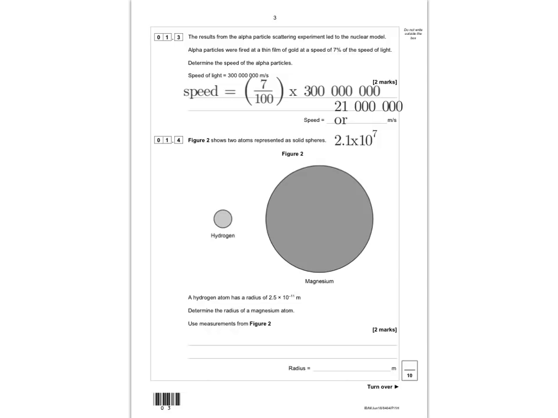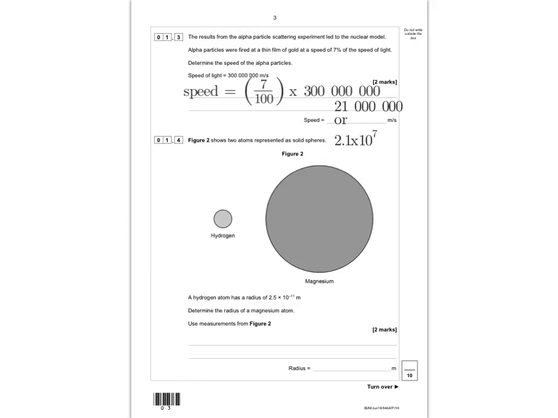So for the next part of the question, it says figure 2 shows 2 atoms represented as solid spheres. You've got magnesium here and hydrogen. It says the hydrogen atom has a radius of 2.5 times 10 to the negative 11 meters. Determine the radius of the magnesium atom. Use measurements from figure 2. So here you need to measure the size of these atoms using a ruler.